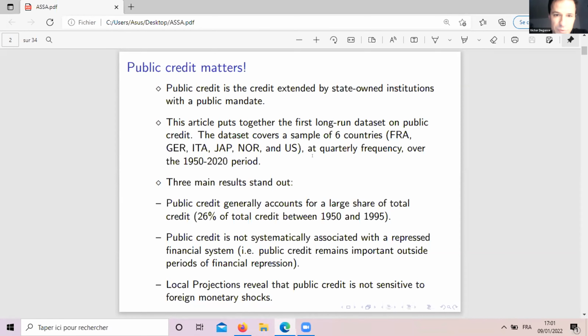So 3 main results stand out. First, public credit generally accounts for a large share of total credit. It's not just a historical curiosity. Of course, it's interesting from a historical point of view, that's why I'm here, but it's not just a detail. It's 26% of total credit on average in the 6 countries in my sample between 1950 and 1995.